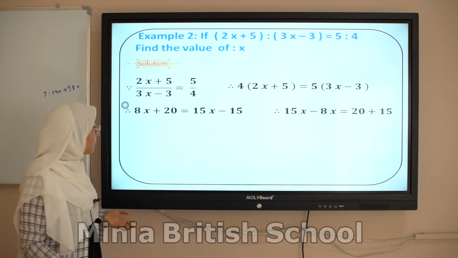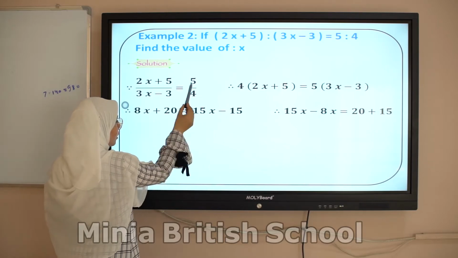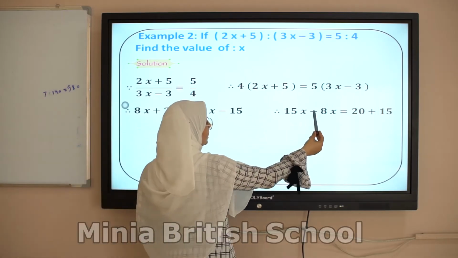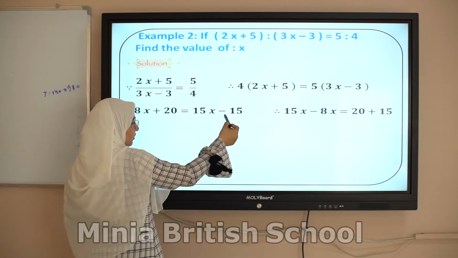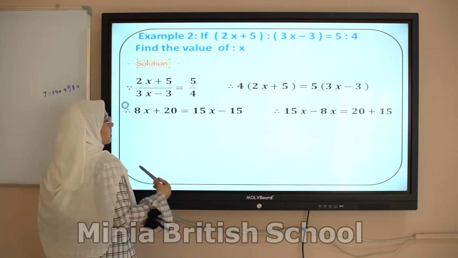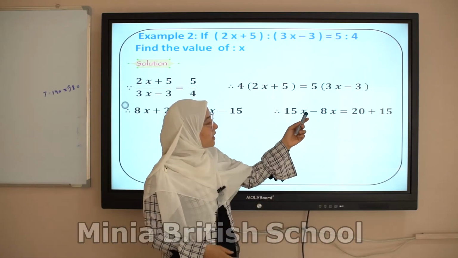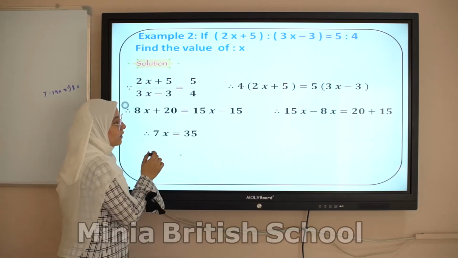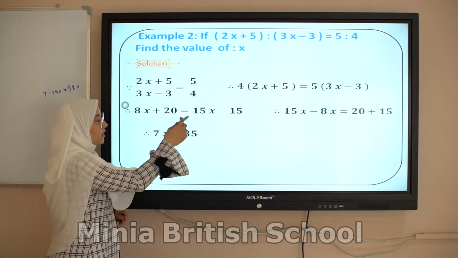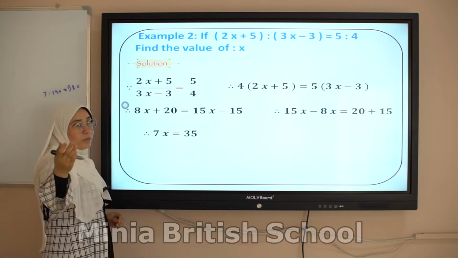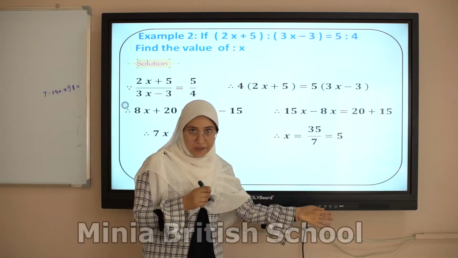So we can simplify it by moving what? You can move 8x to the other side with the opposite sign: 15x minus 8x, okay? And here also, you can move negative 15 to the other side with the opposite sign. So we get 20 plus 15. Simplify it: 15x minus 8x equals 7x, okay? 20 plus 15 equals 35. Divide both sides by 7. We get x equals 5, okay?